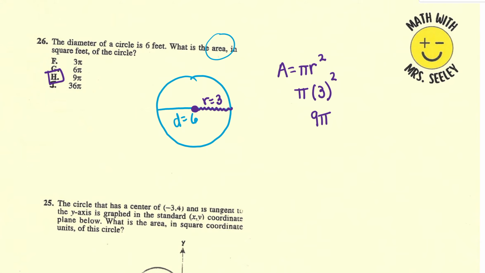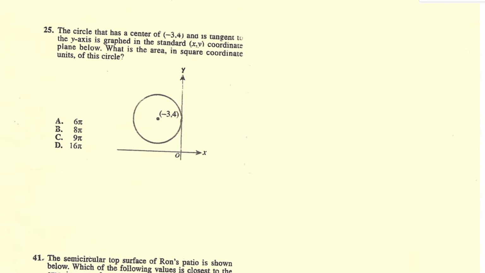Okay, look at 25. It's another way of asking for the area. So you can see that ACT will use the area of a circle, but they'll ask it in lots of different ways. That's why it's good to see so many different types of examples. So you have this circle. They tell us the center is right here, and we want the area. Well, we need the radius. That's the radius.